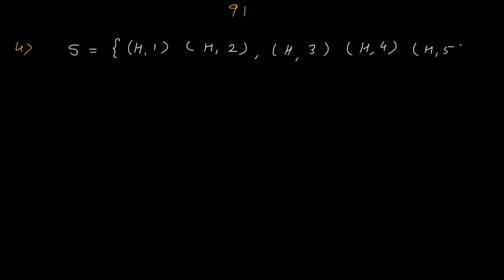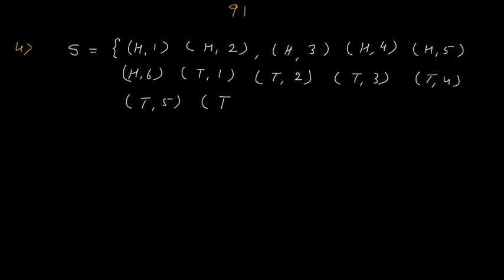So first I will write the sample space. Now the sample space is head comma 1. I am tossing a coin and rolling a die. So head comma 2, head comma 3, H comma 4, H comma 5, H comma 6, then we have tail: T comma 1, T comma 2, T comma 3, T comma 4, T comma 5 and T comma 6. So if I count how many elements are there, 1, 2, 3, 4, 5, 6, 7, 8, 9, 10, 11, 12. N of S is 12.